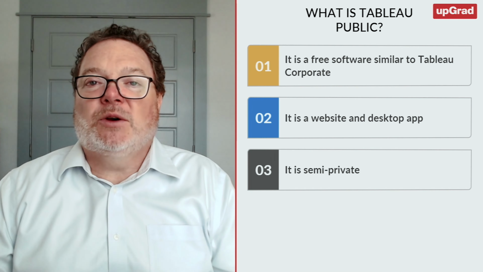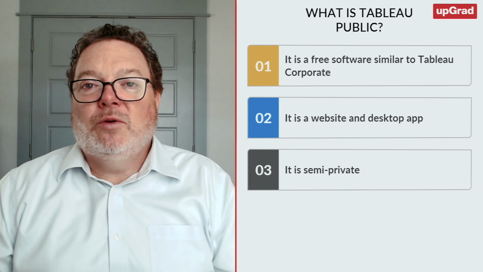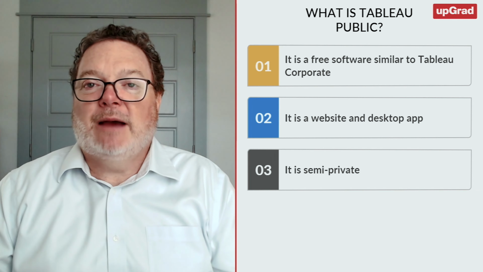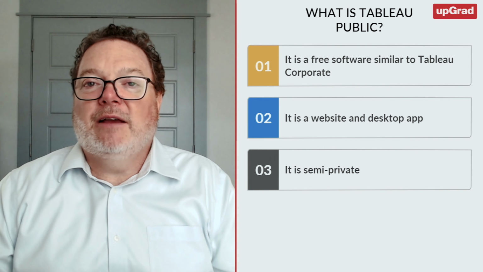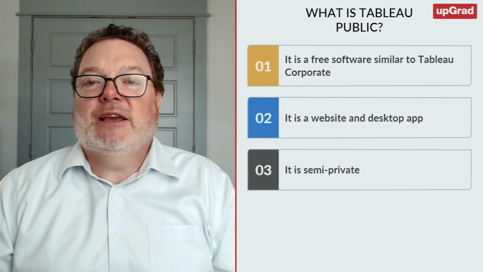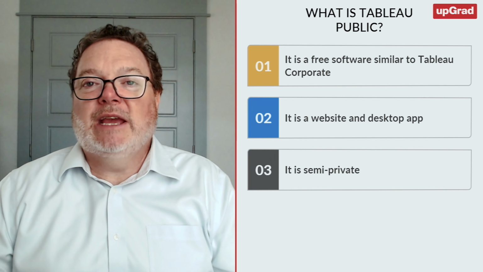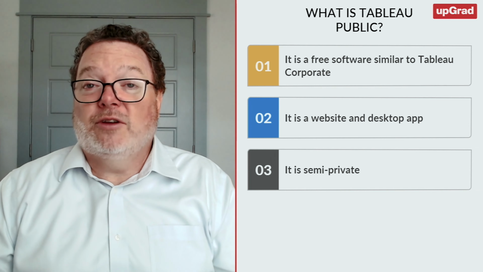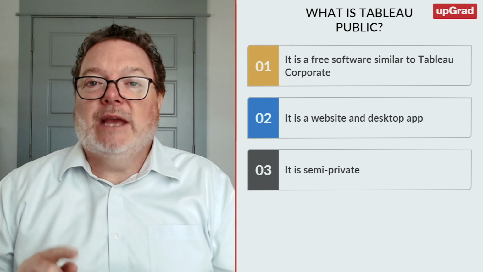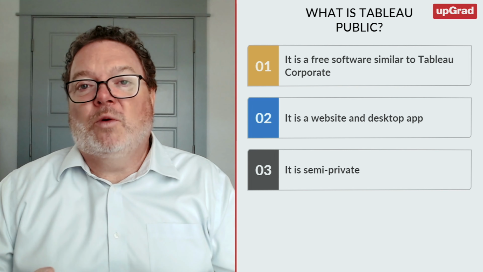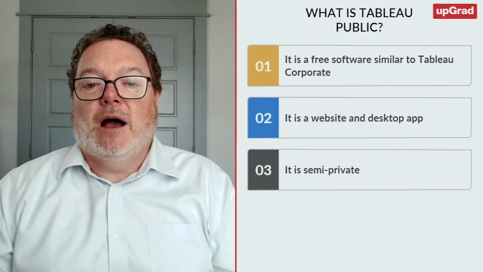Tableau Public is only semi-private. The default when you store things at Tableau Public is that it's going to be public, literally public. That means anybody can go in and see what you're working on. You actually have to go in and change the settings to make your default not public, or you can manually hide visualizations that you're working on. I do that frequently when I'm working on drafts of things.